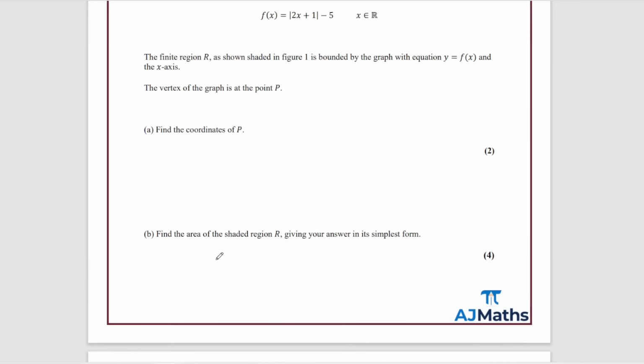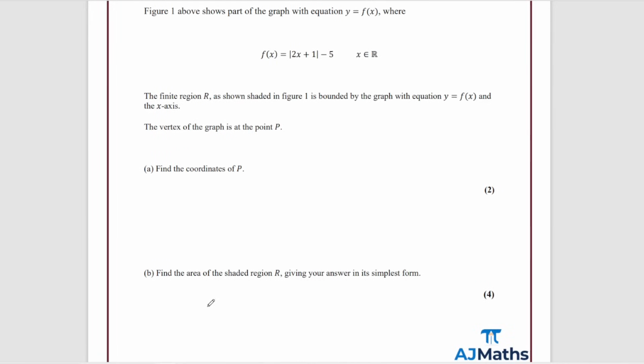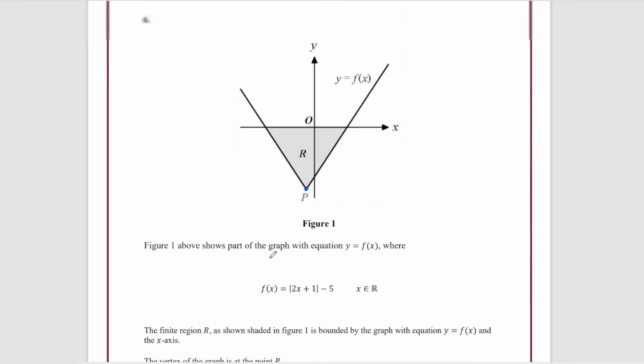Now for part B, it says find the area of the shaded region R, giving your answer in its simplest form. So we just go back to the diagram here. Now, when you see a shaded region like this R, and you're thinking about areas, your first thought might be integration, and that's not a bad thought, but for this question here, it's not going to work because we're working with a modulus function, okay? So what other method can we approach here to find the area of the shaded region R?